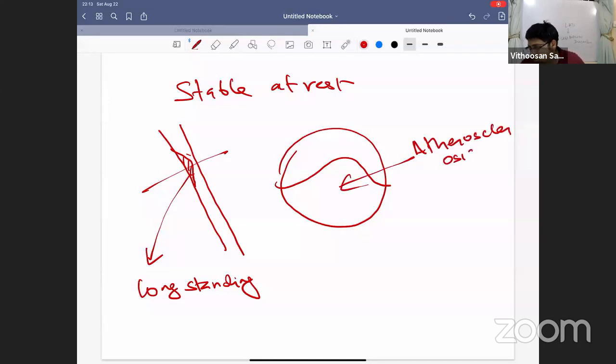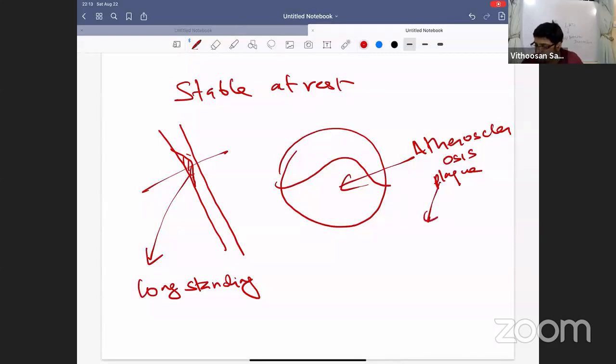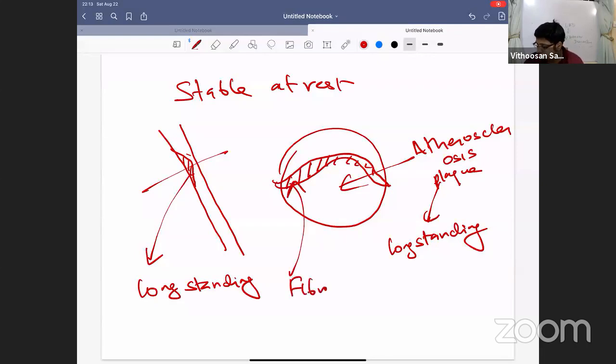Atherosclerotic plaque. This is your cholesterol plaque. If you look at this plaque, it is a long-standing plaque. It is there for a long time. And this is nicely covered, guys. There is a nice fibrous capsule. It's covered by a nice fibrous capsule.